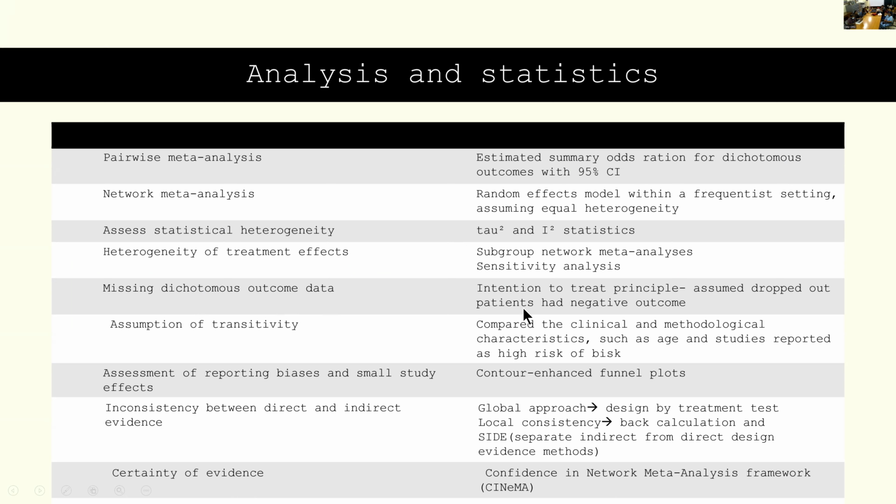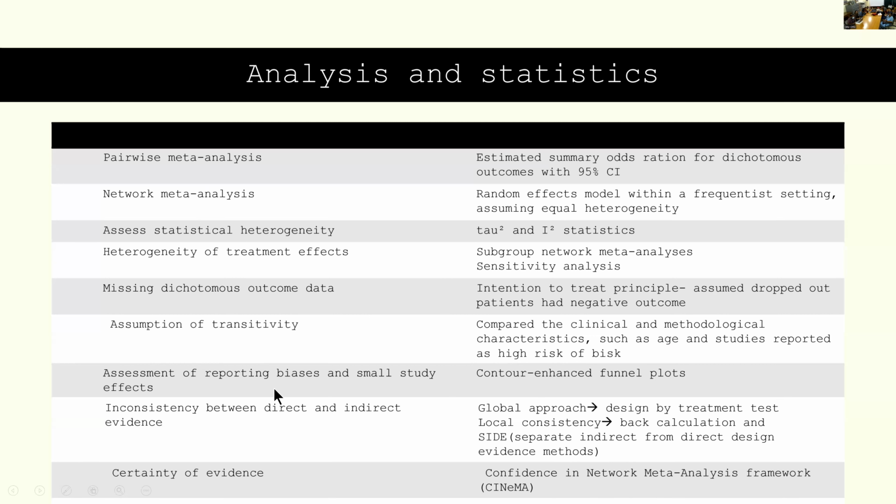They use the intention to treat principle, so they assume dropout patients had a negative outcome. Then, to assume transitivity, they have compared the clinical and methodological characteristics such as age and studies reported as high risk of bias. Although they have not explicitly told us what the results were, they have done it.